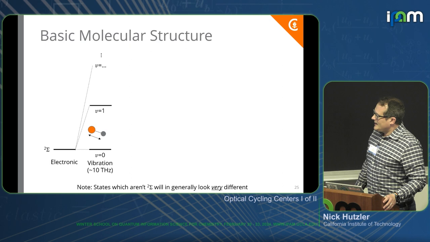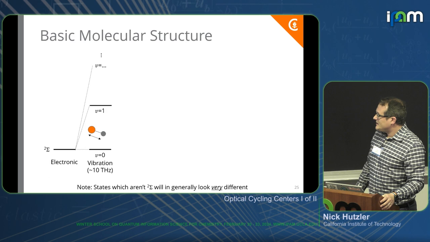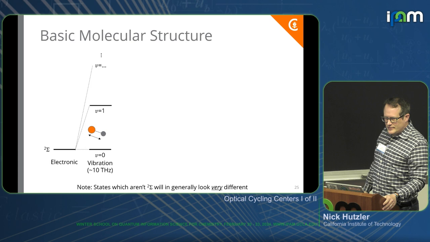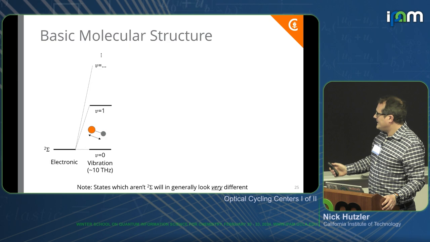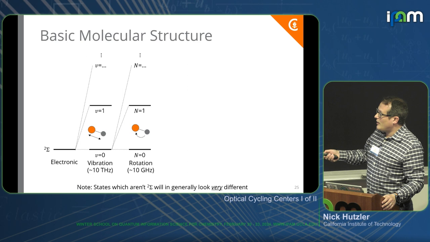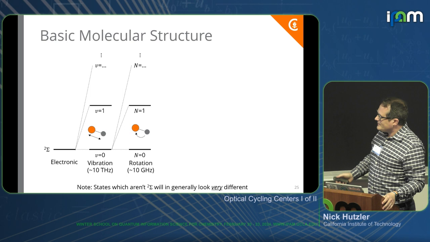The electronic state is split into a ladder of vibrational states, spaced for these types of molecules by typically about 10 terahertz, or a few hundred wave numbers, or like 30 microns. Then each of those vibrational states has a ladder of rotational states, like end-over-end rigid rotor rotational states. These are fairly generic. These structures exist in everything.